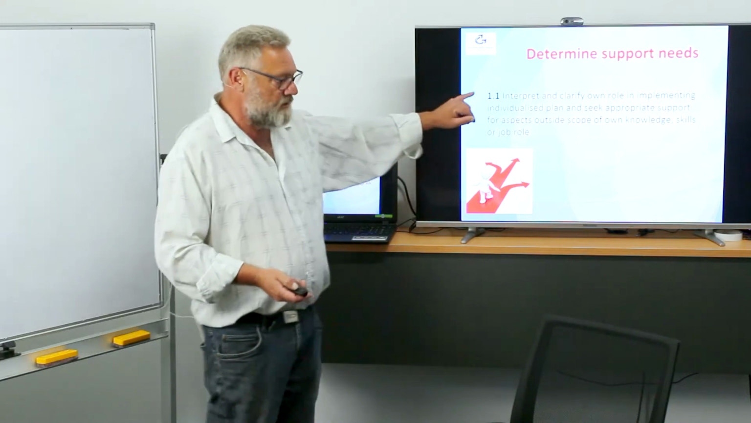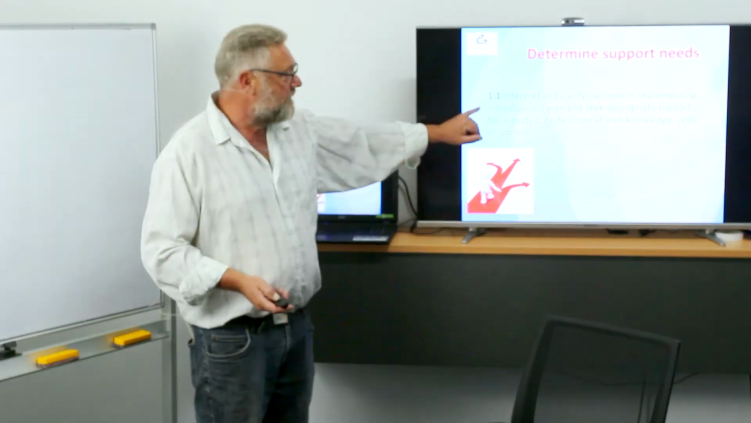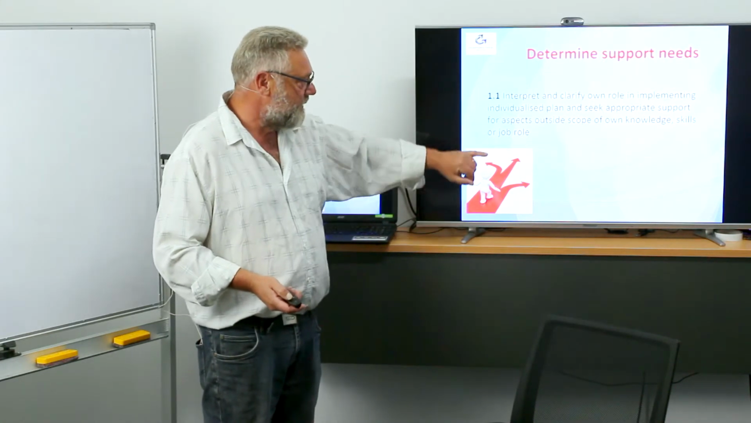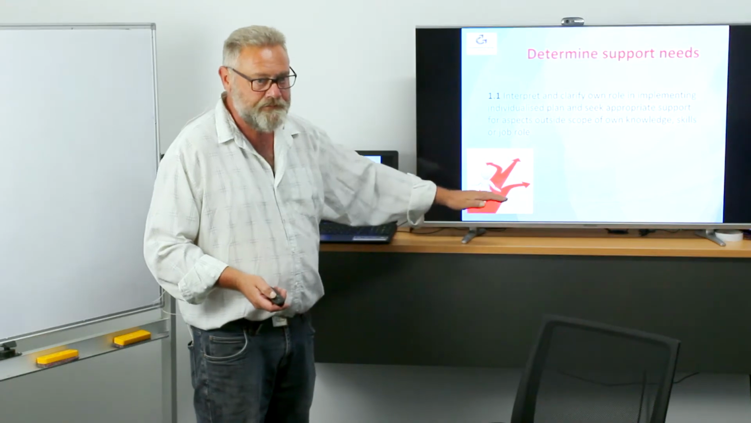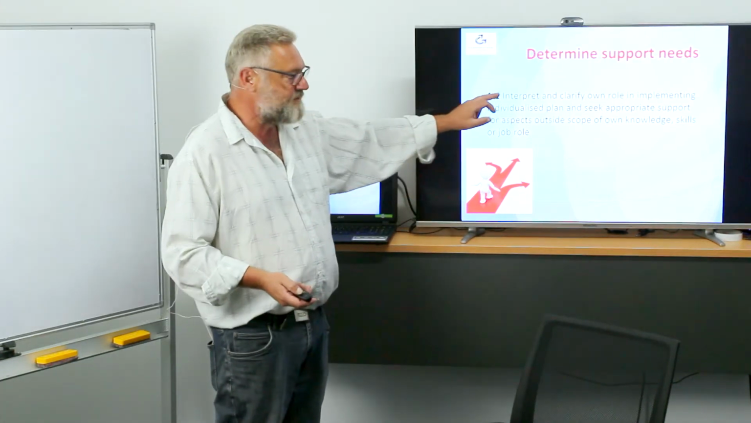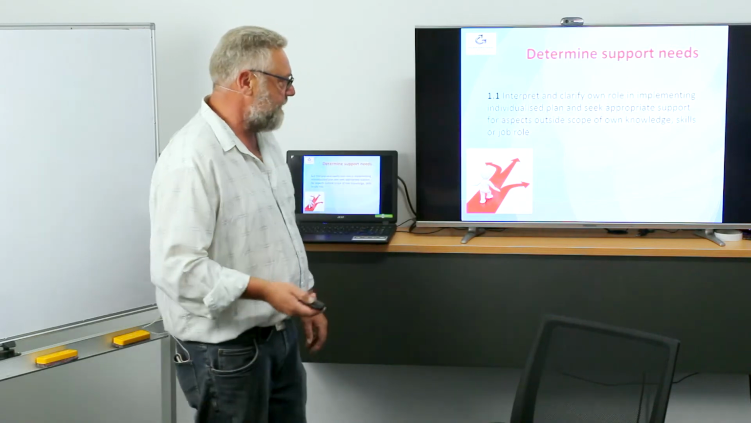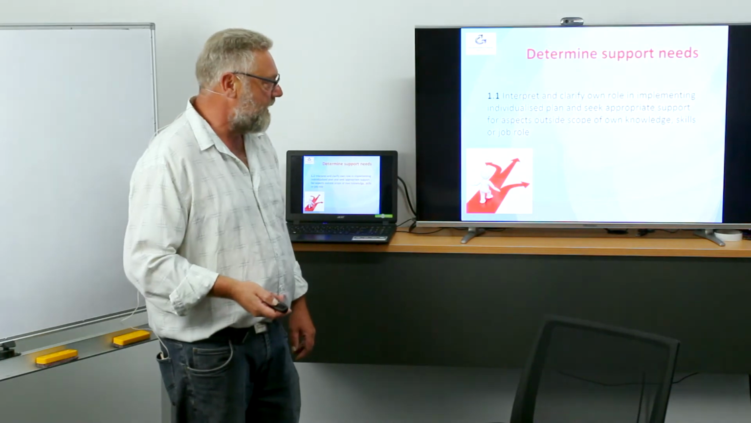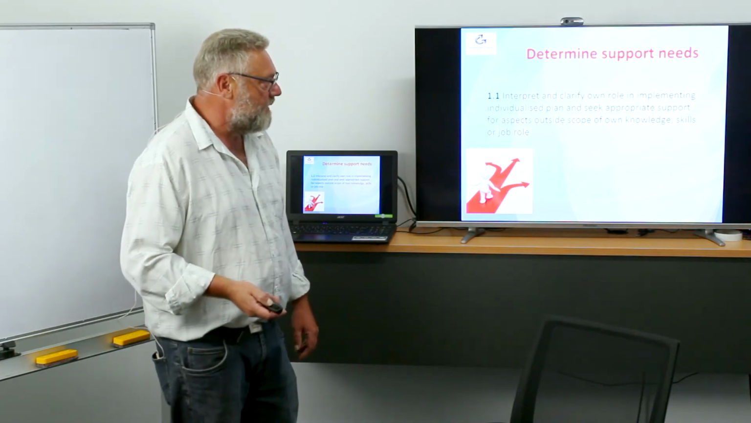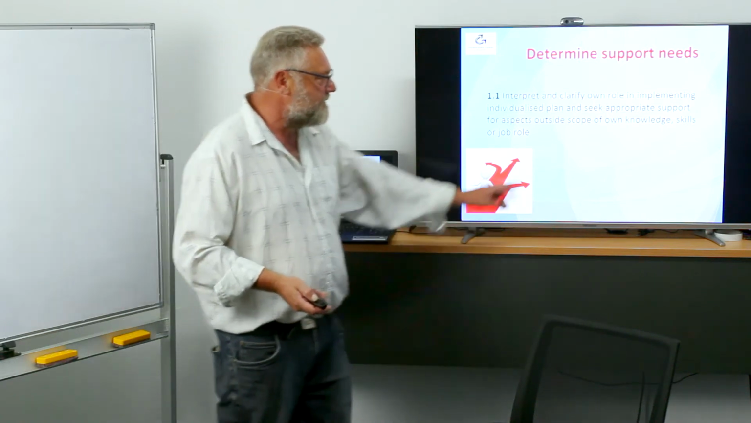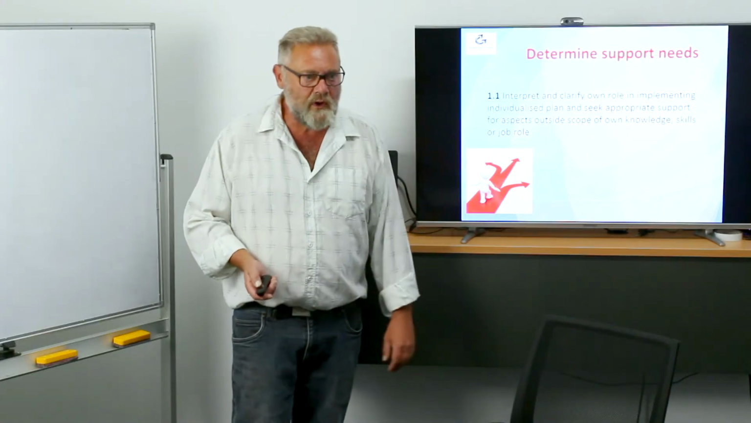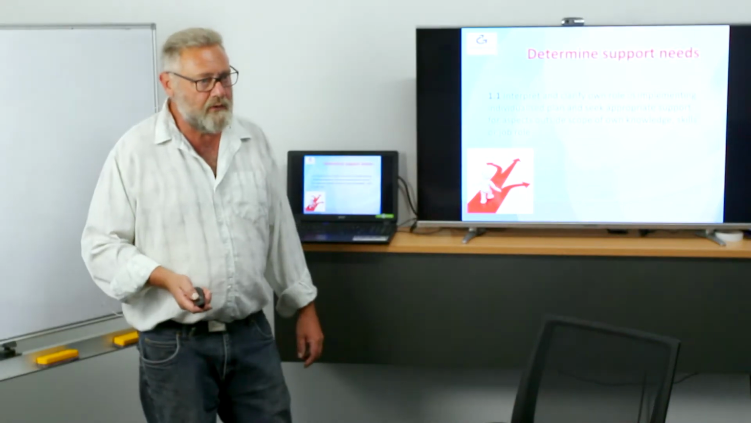So each unit, this particular unit, has a number of elements. The first element is broken into sections. So we'll start with the first part of the first element, which is interpret and clarify your own role in implementing individualised plan and seek appropriate support for aspects outside scope of own knowledge, skills or job role. So what do we mean by scope of own knowledge?